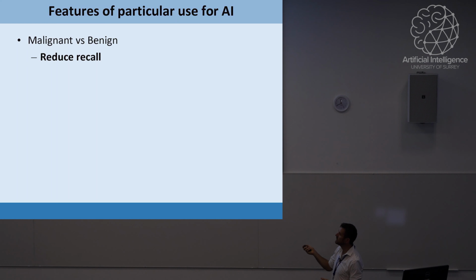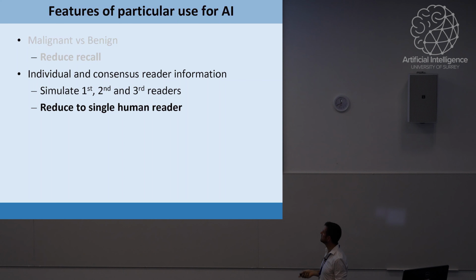So if we can reduce recall by having a system that is better at distinguishing between malignant and benign, that would be fantastic. Everybody would like that. We can evaluate that retrospectively using our data set. I've talked about that already, the consensus readers.